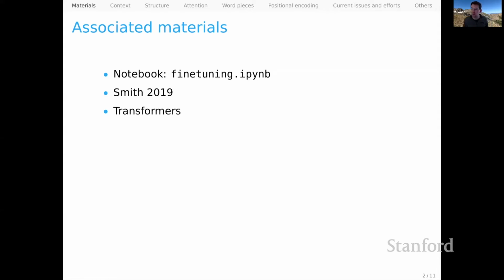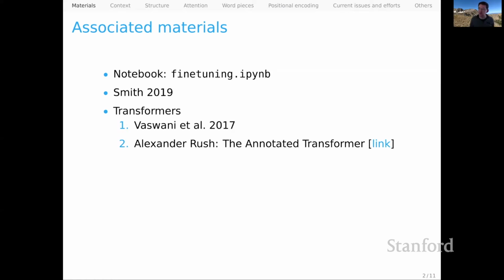The beating heart of this unit is really the transformer architecture, which was introduced by Vaswani et al. 2017 in a paper called Attention is All You Need. It's a highly readable paper, but I recommend that if you want to read it, you instead read Sasha Rush's outstanding contribution, The Annotated Transformer.